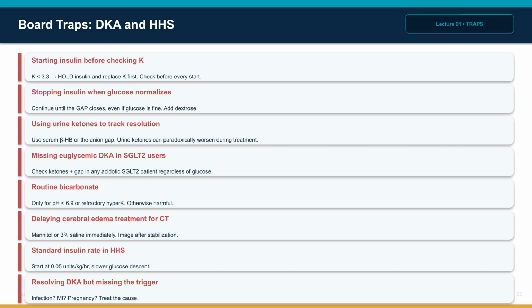Starting insulin before checking potassium and precipitating cardiac arrest. Stopping insulin when glucose normalizes but the gap is still open, leading to rebound. Using urine ketones to track resolution instead of serum hydroxybutyrate or the gap. Missing euglycemic DKA in an SGLT2 user. Giving bicarbonate routinely. Delaying cerebral edema treatment for CT in pediatric DKA. Aggressive fluid resuscitation in HHS without monitoring corrected sodium, and failing to look for and treat the precipitating trigger.